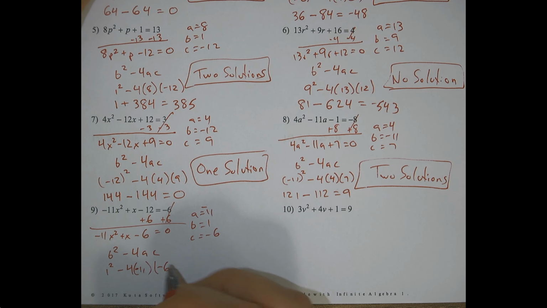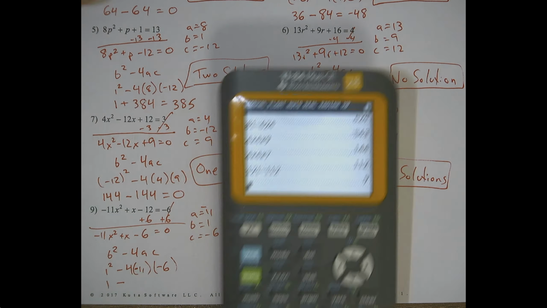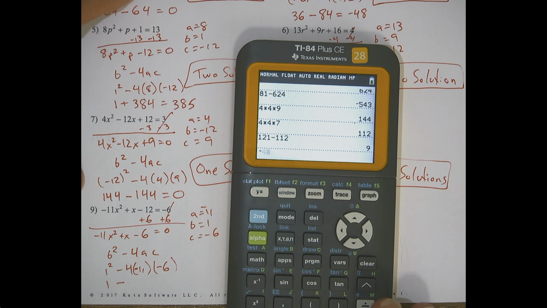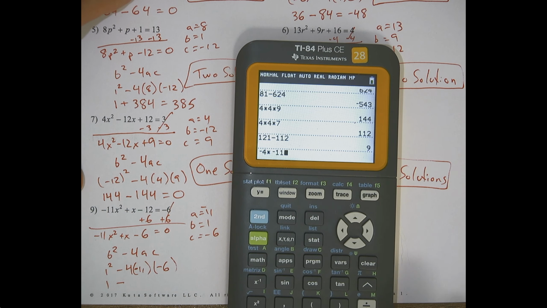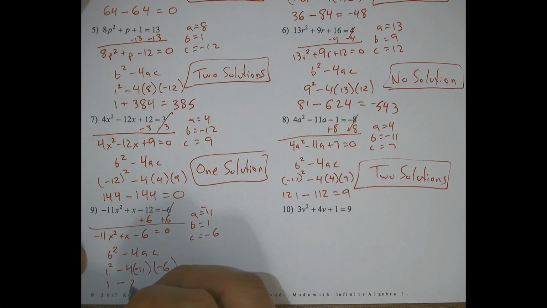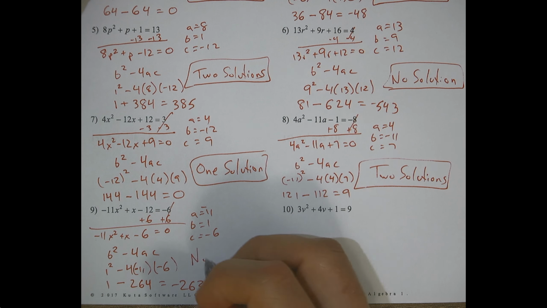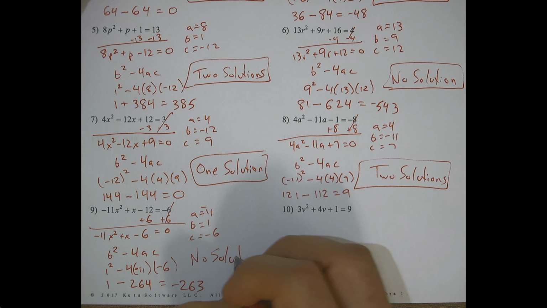Okay, so when I multiply these out, I have 3 negatives. 3 negatives will make a negative, so this will be a minus. 1 squared is 1. And if it makes more sense to you, plug it all in. It's negative 4 times negative 11 times negative 6. So that gets me negative 264. So I write minus 264. So I get a negative 263. Negative answer means no solution.